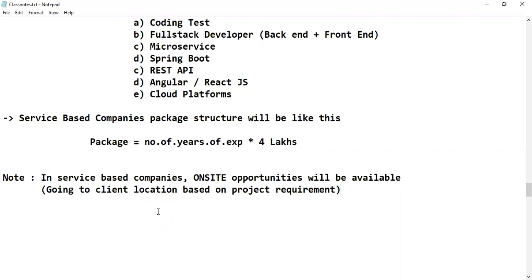I'm not saying that you will get it 100%, guys. It depends upon your company, your manager, and your client. Based on that, they may provide you an on-site opportunity. Then you can go to the client location. You can work in the client location for a few months or a few years. That's up to the client's decision.